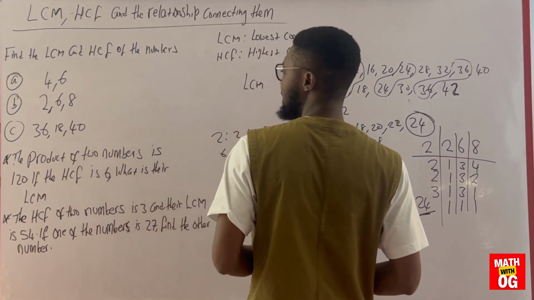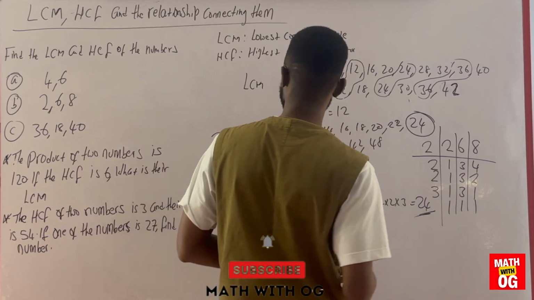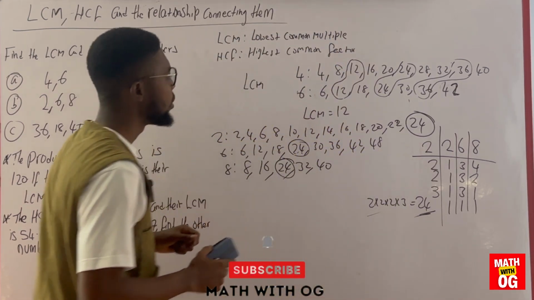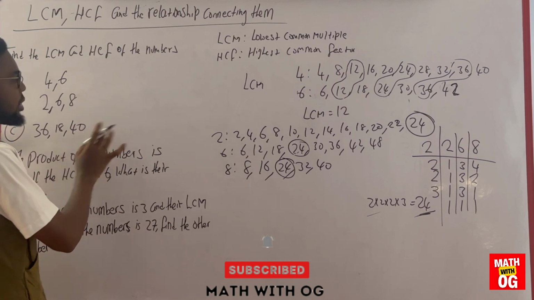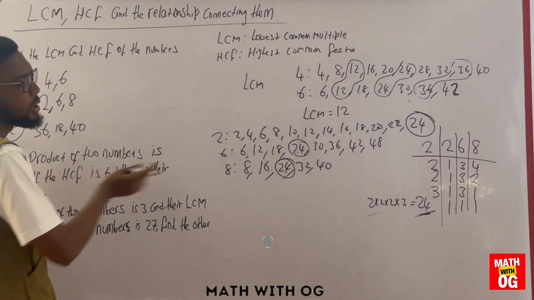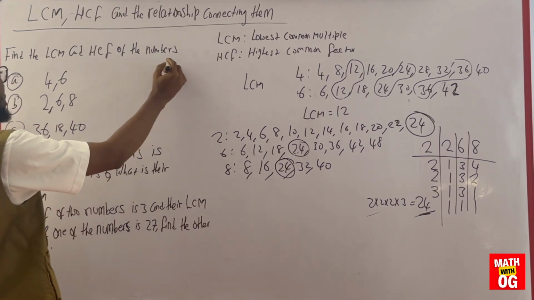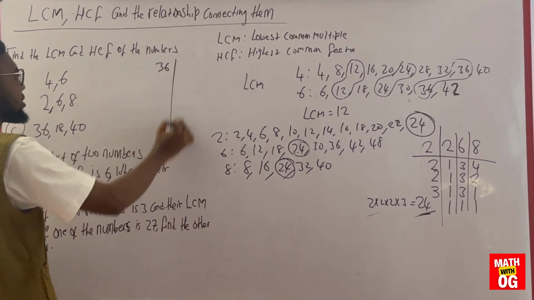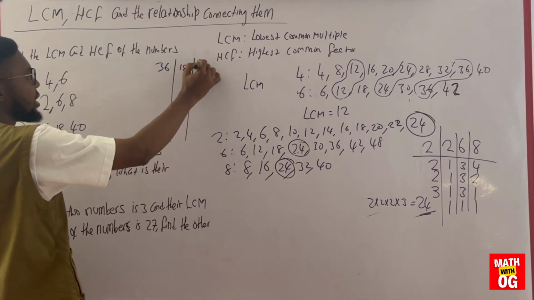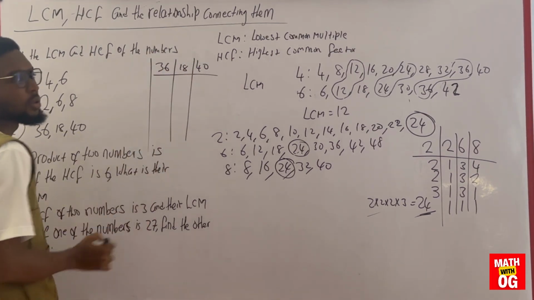Then the last one, 36, 18, and 40. Like I said, for this one, we will not be using the elongated method. We'll just use the tabular method straight. So let's solve it here. 36, 18, and 40. So let's go.